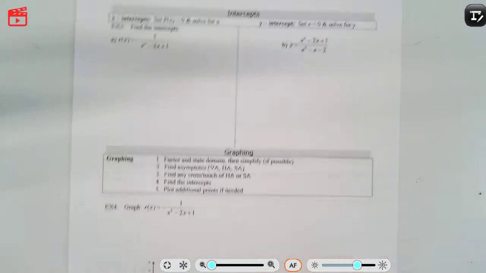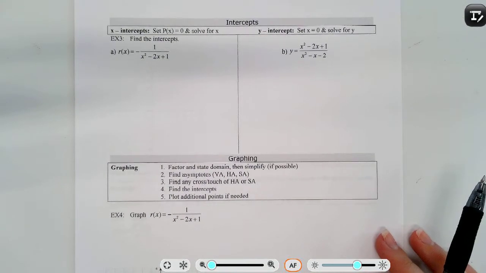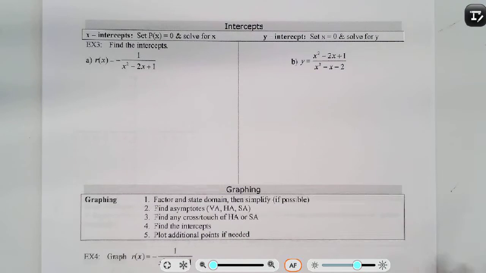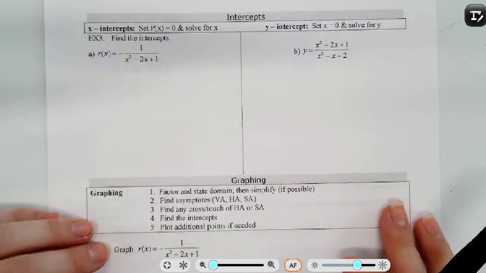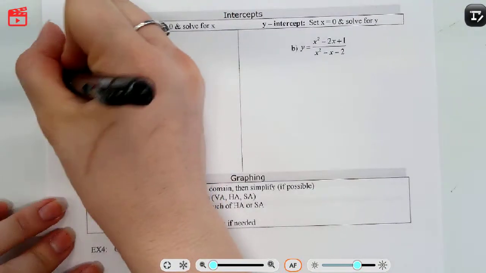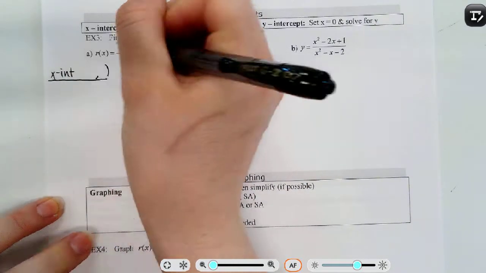So here we go, next, finding the intercepts. Okay, so same idea. Intercepts, they really don't change much. If you're trying to find the x-intercept, you set y to 0, solve for x. If you're trying to find the y-intercept, set x to 0 and solve for y. So let's go ahead and do that. So for x-intercept, we're going to set y to 0 and solve.